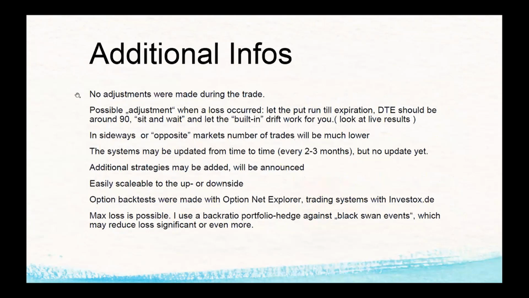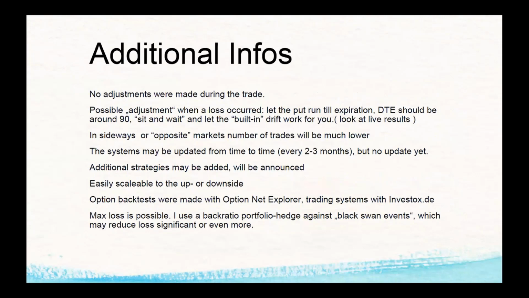No adjustments were made during the trade. When you trade the system, you get only 2 signals in about 2 months. The first signal is to enter, and the second signal is when to exit, and you know it in advance.